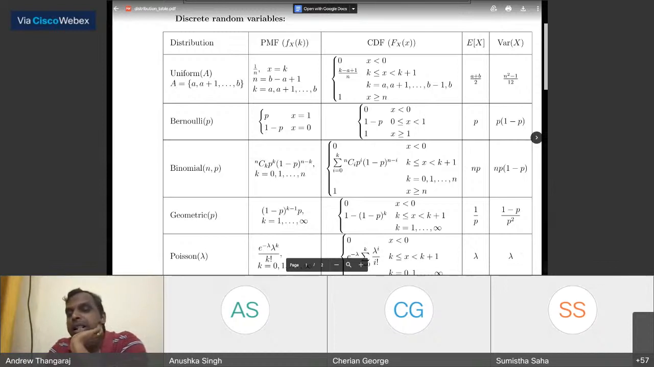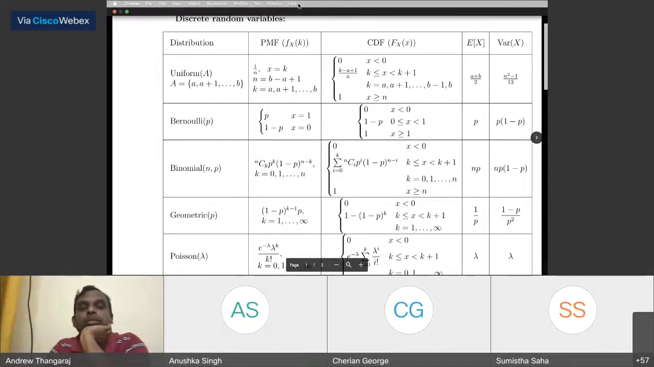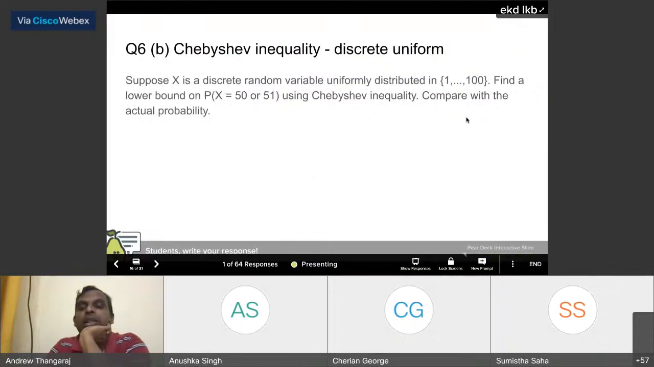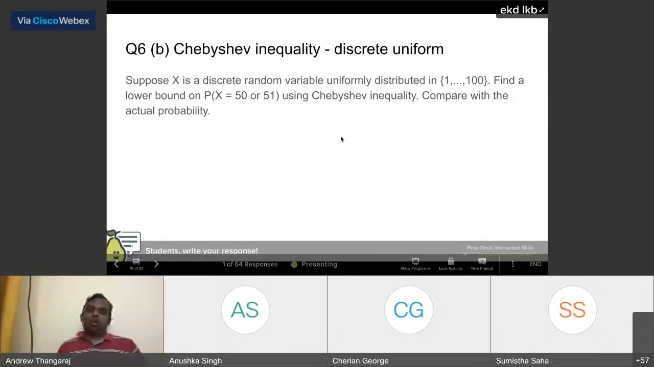So Srinivasan has asked a question about actual values, 0.1. I'll come to the actual value in a little while, after we are done with this. You can calculate. There's also a little trick here. I've asked for a lower bound on X equals 50 or 51. So usually we think of Chebyshev as giving you an upper bound. How will you get a lower bound? Something you can think of.